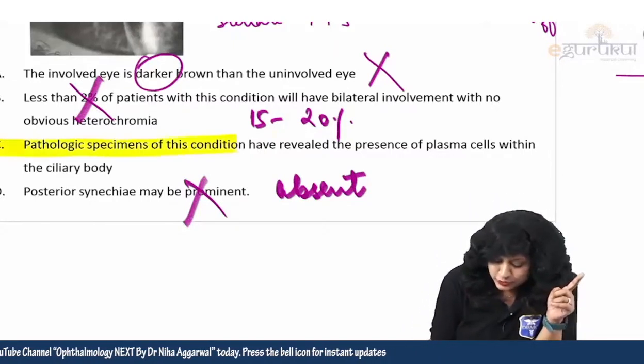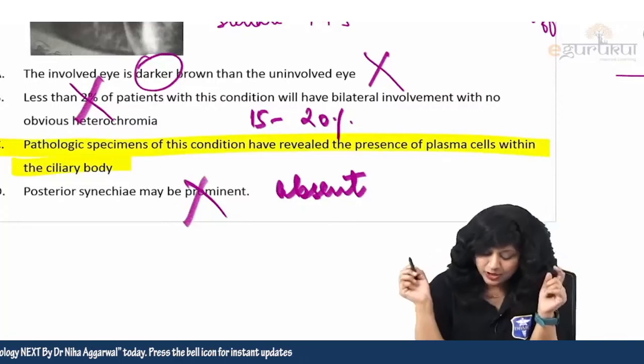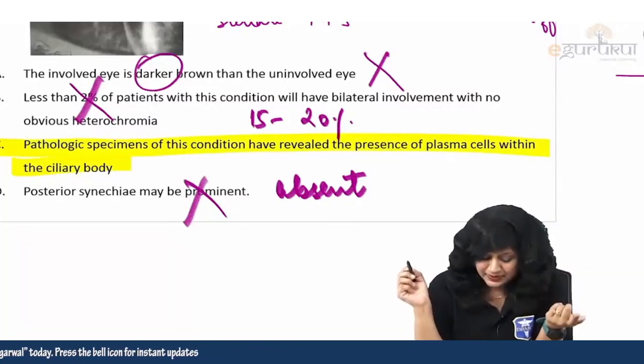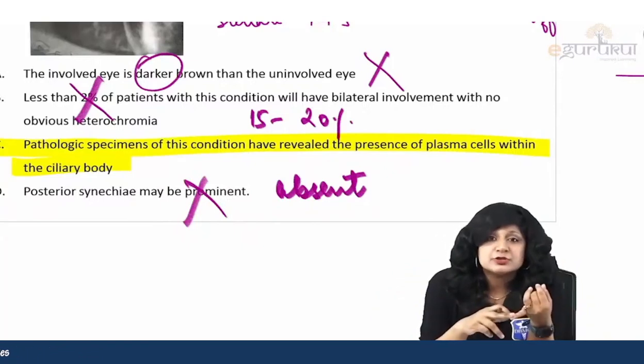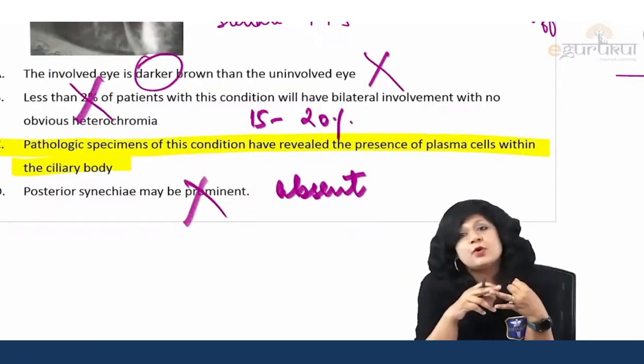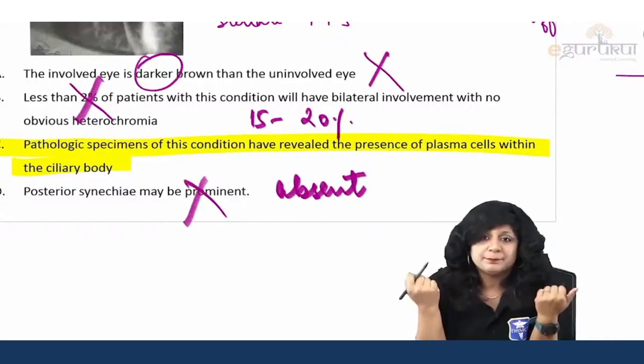So by default also your answer is C, and if you look here, pathological specimen of this condition will reveal the presence of plasma cells. Yes, because it is an inflammation, so you will get plasma cells also, you will get lymphocytes also in the ciliary body. So answer to this question is C. Alright.